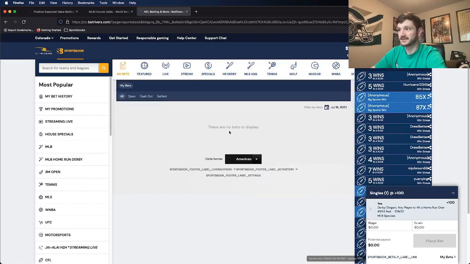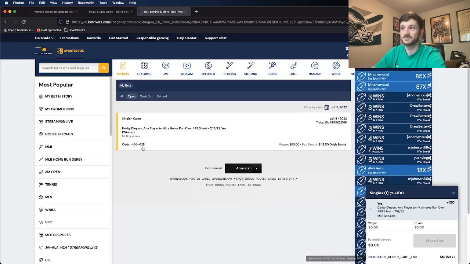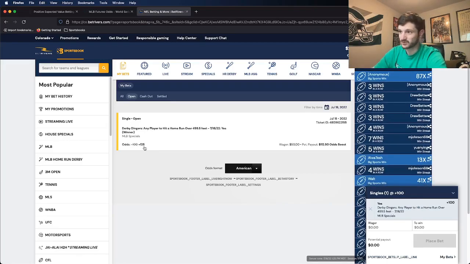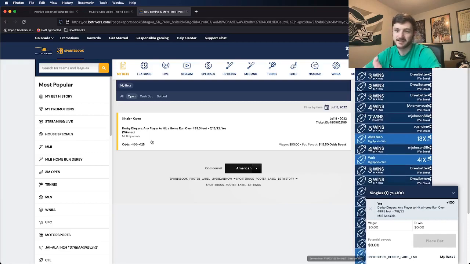If you go to my bet slip, you see open Derby Dingers, a player to hit a home run. It's boosted from plus 100 to plus 125. So I think it's worth betting. Make sure that you do get the boost at plus 125. But will a player hit a home run over 500 feet? I'm saying yes, and there's my logic.